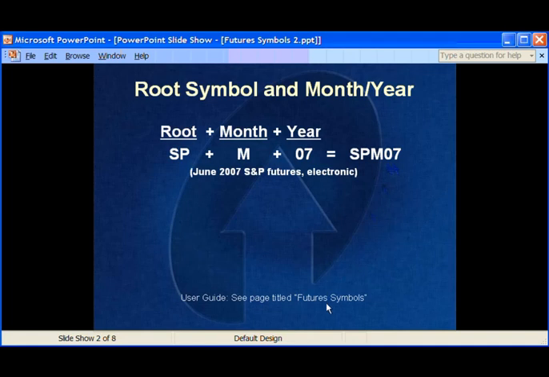And by the way, I put a footnote at the bottom of the slides. If you want more on this information or a recap of it, take a look in the user guide. There's a page titled Future Symbols you might find helpful. So there's our root symbol, SPM07, as an example.